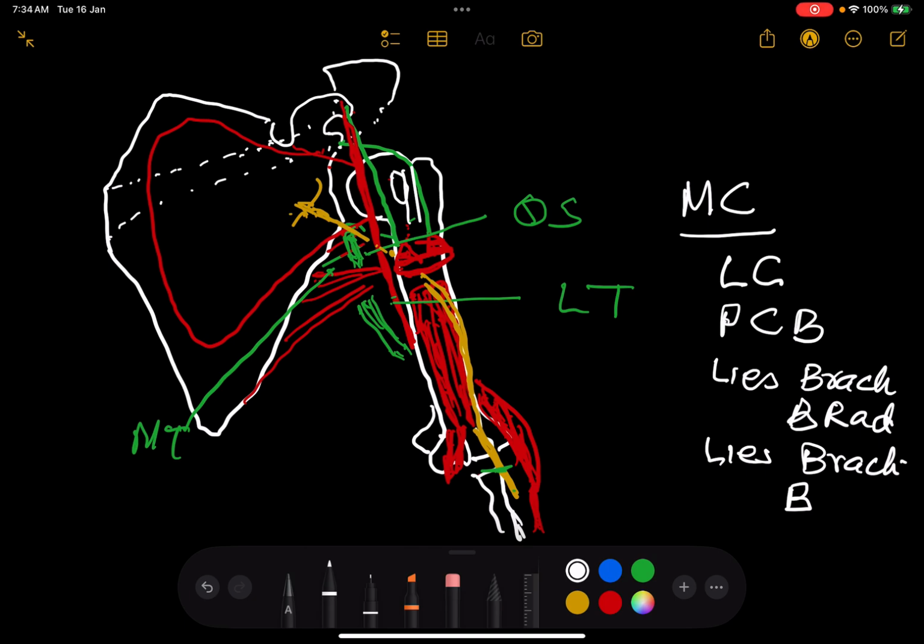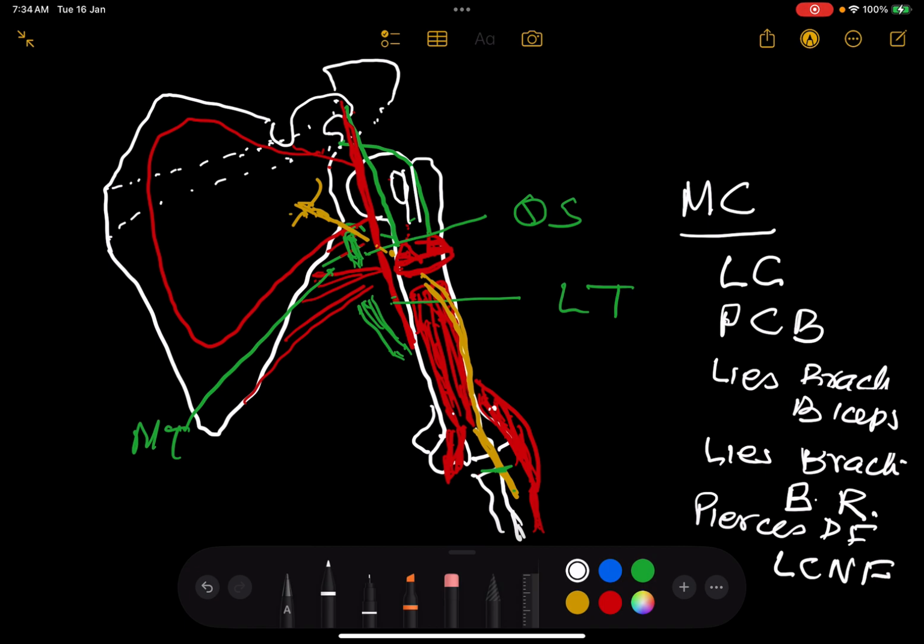So first it lies between brachialis and biceps. Then it lies between brachialis and brachioradialis. Here it is lying between brachioradialis and brachialis. Then it pierces deep fascia and becomes the lateral cutaneous nerve of forearm. So this finishes the musculocutaneous. The lateral and the medial pectoral.